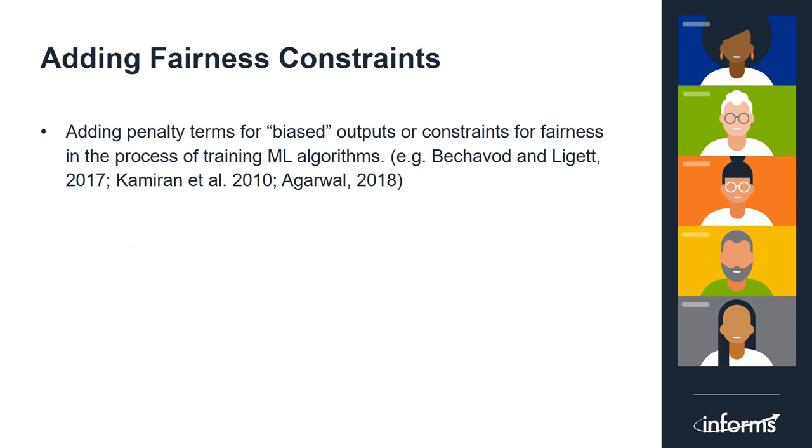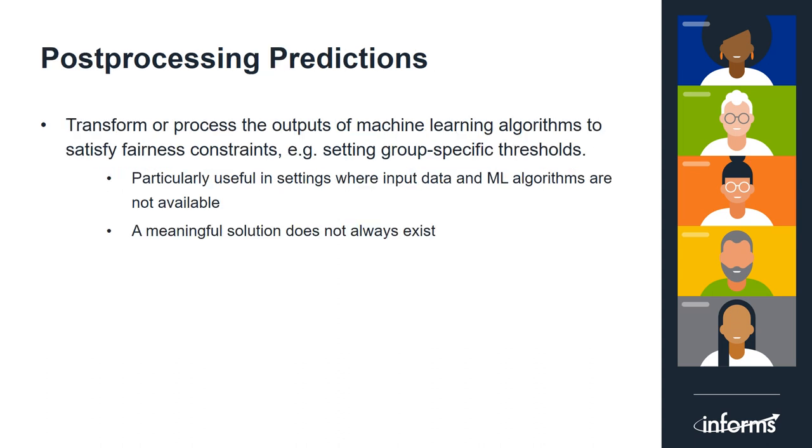Another approach of correction is to add fairness constraints while training machine learning algorithms. The idea is very simple. We can add a penalty term that measures the disparity into the objective function of the machine learning algorithm. As a result, while the algorithm searches for parameters that minimize prediction errors, it also balances the disparity in the statistics of interest. The third approach is to post-process prediction results.